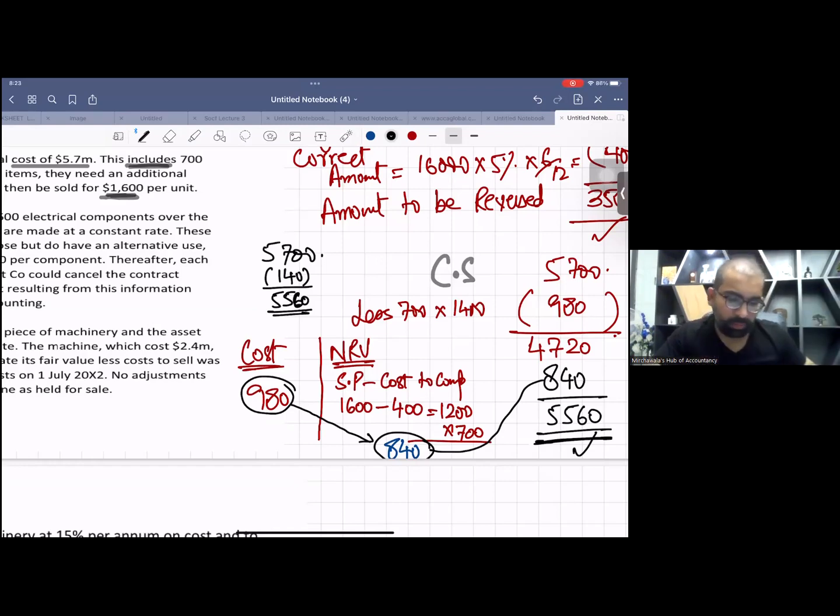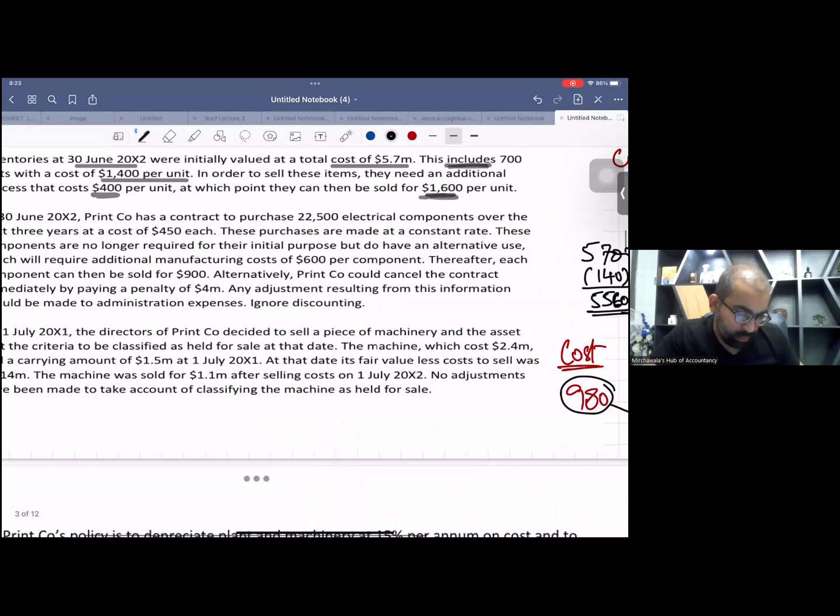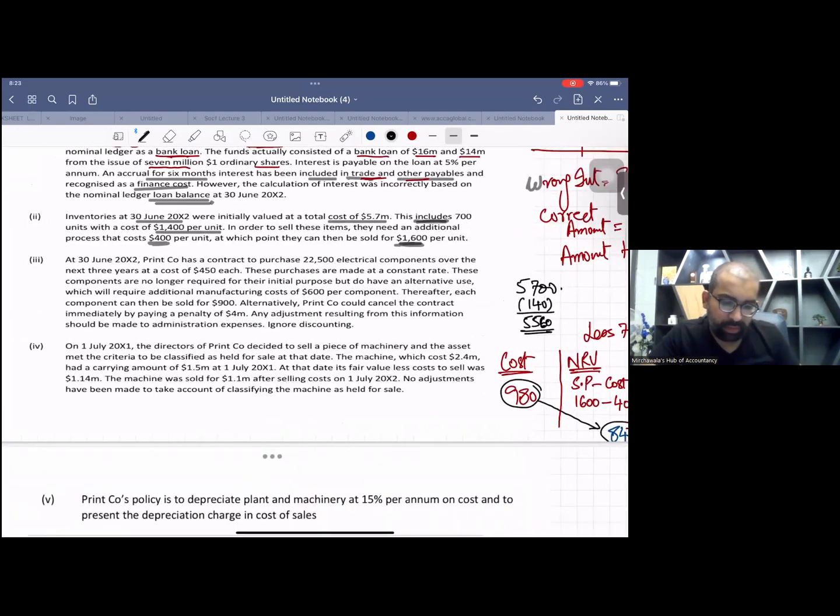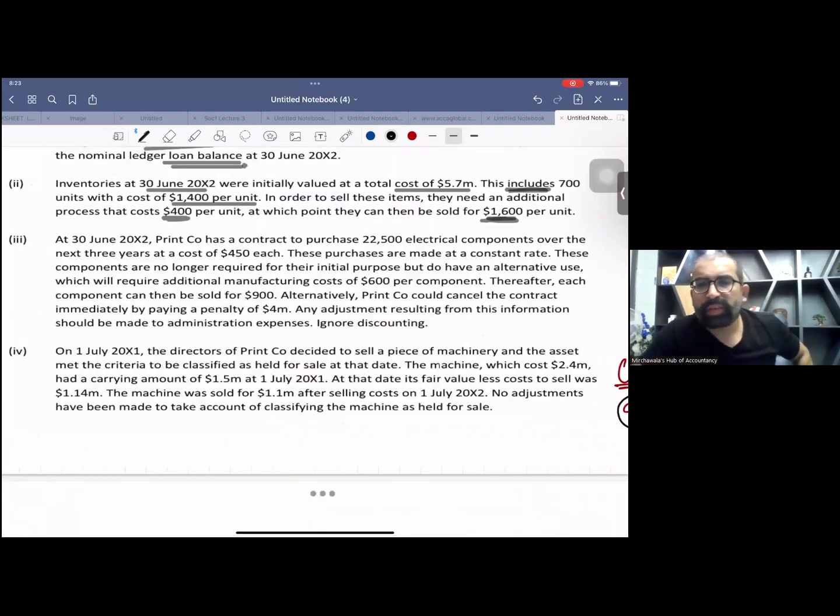Okay, now let's move to adjustment number 3. This is adjustment number 3. Wait, do you remember IS 37? In IS 37, your teacher taught you this onerous contract. What is an onerous contract?